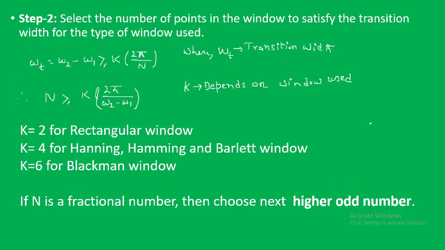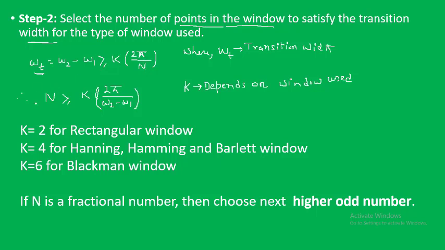Now step 2 says to select the number of points in the window. In other words, it will give you the steepness, that is the roll off of the filter. We have to choose the points in such a way that they satisfy the transition width of the type of window, because each window has a different transition width. The relation is: omega t, the transition width, equal to omega 2 minus omega 1, should be greater than or equal to K2 pi by capital N.